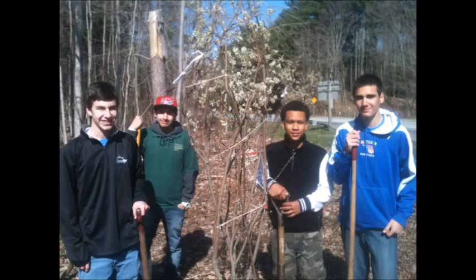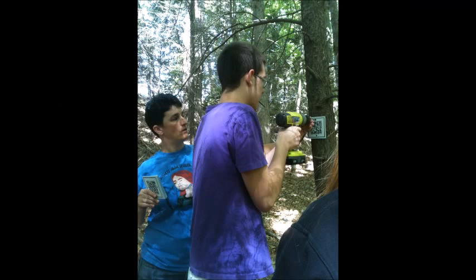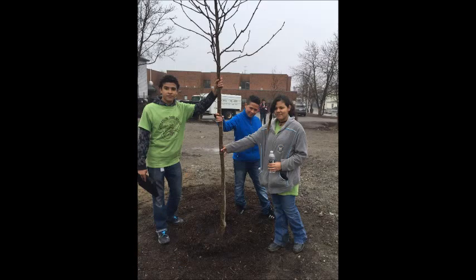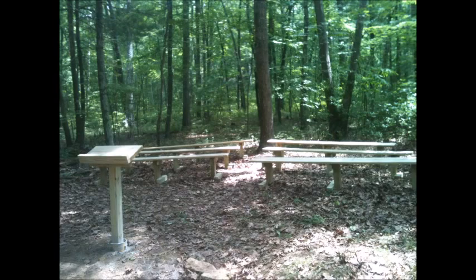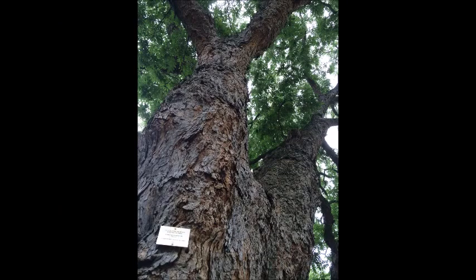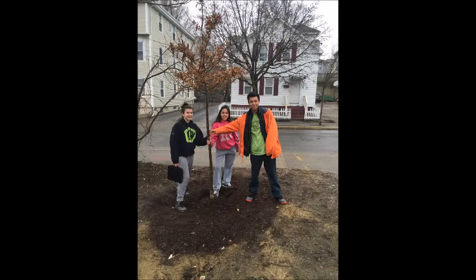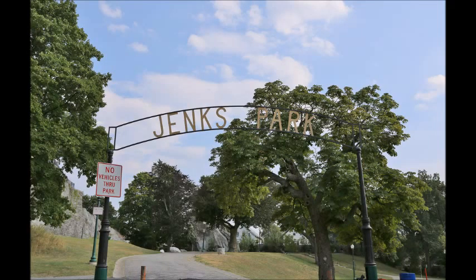Trees perform many important functions in our communities. Trees help to reduce the urban heat island effect, while also absorbing sound, carbon dioxide, pollutants, and runoff. Studies also show that trees in urban communities help reduce crime and generally improve the quality of life for residents.